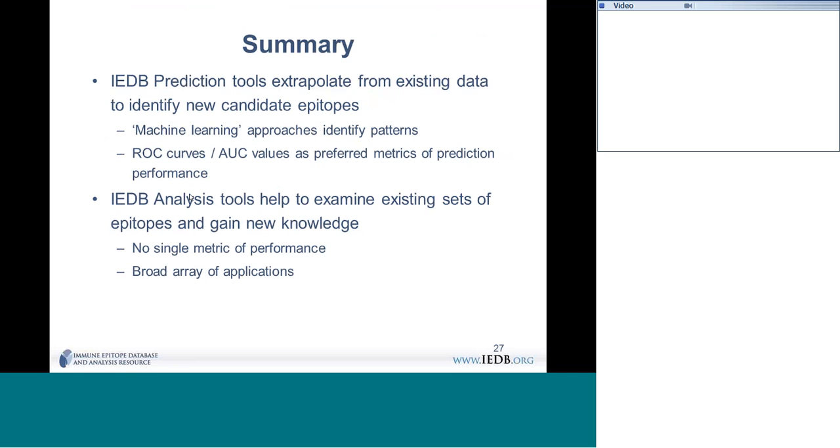So summarizing this, we have 2 sets of tools. The IEDB prediction tools extrapolate from existing data to identify new epitope candidates that can then be tested experimentally. And the IEDB analysis tools are meant to help examine existing sets of epitopes and gain new knowledge.